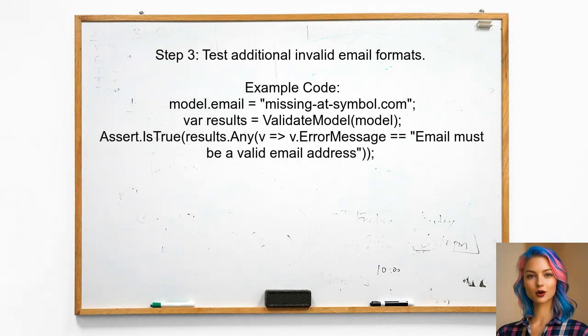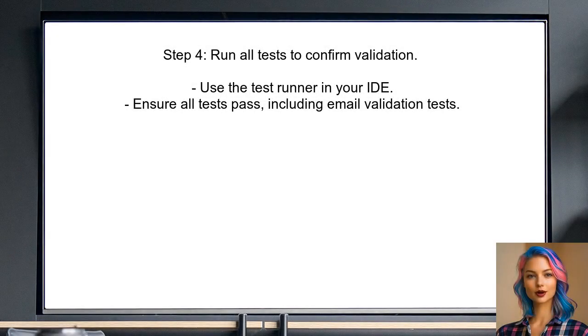The user should also test additional invalid email formats, such as missing the @ symbol or having multiple @ symbols. This will help ensure comprehensive validation coverage. Finally, the user can run all the tests to confirm that the DataType.EmailAddress validation works as expected. This will help catch any issues early in the development process.